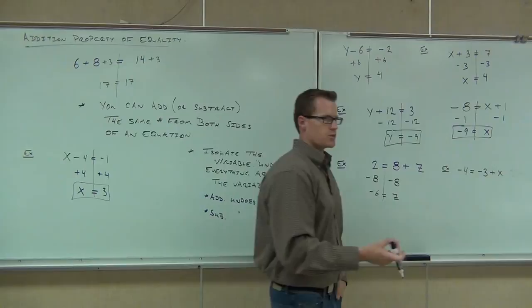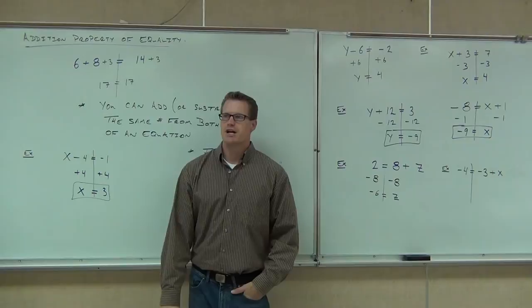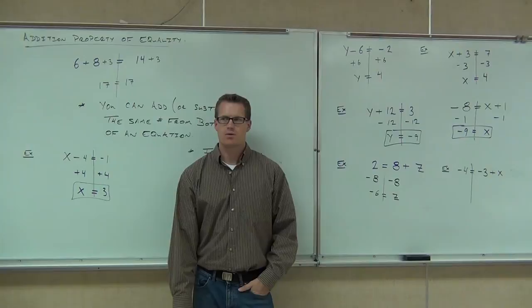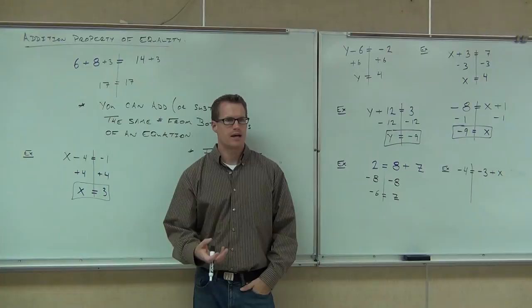Certainly an equation. We'll put our line going right down the middle of that equal sign. What I need you to tell me is, firstly, what's our variable? X. Okay. And is there anything around x? -3. Okay. So you see we have -3 plus x. The question is, how do I get rid of -3?